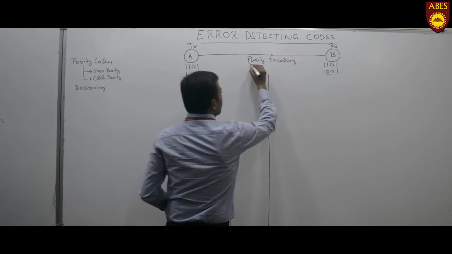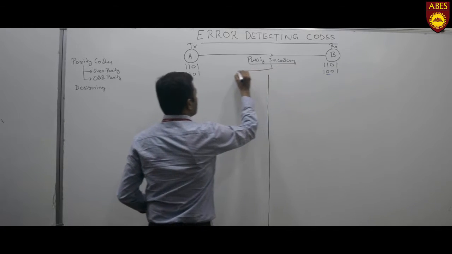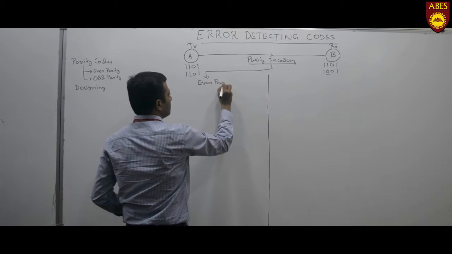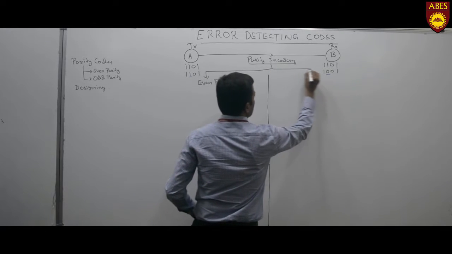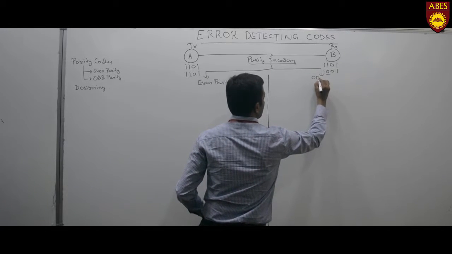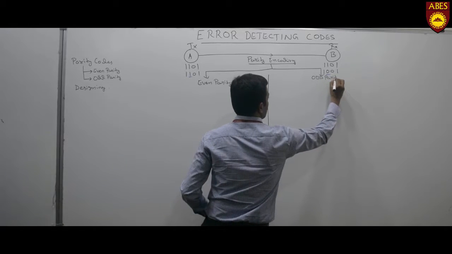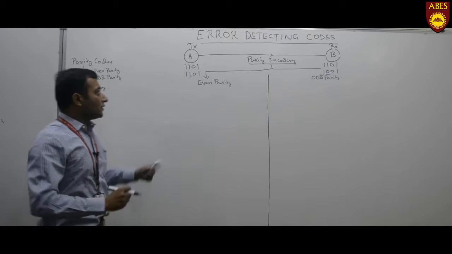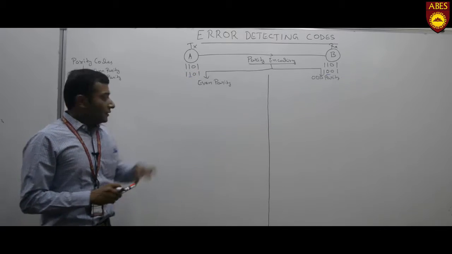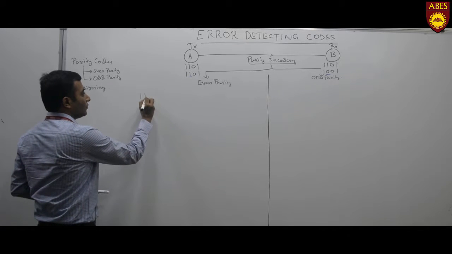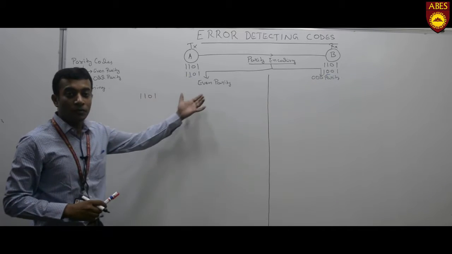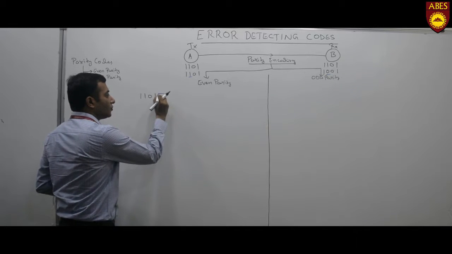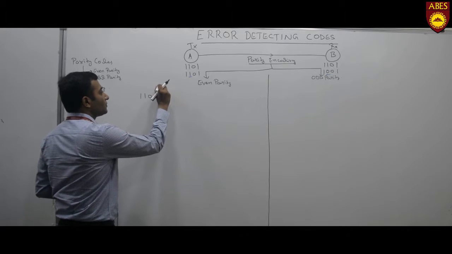Parity encoding is of two types. First, even parity. Second, odd parity. What we do actually is we take our message signal. Say this is 1101. Now we are discussing even parity. What we do is we add one extra bit to it, which is known as the parity bit.